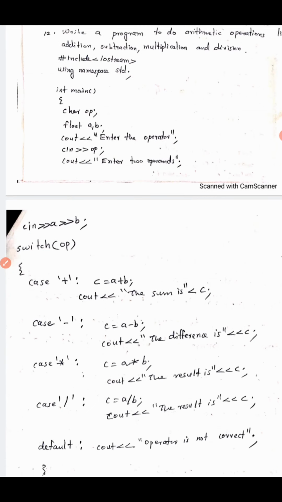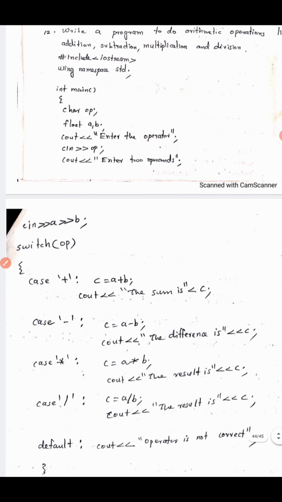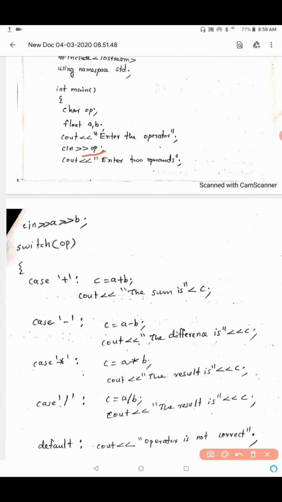So this operator value is also entered as input, then switch OP. For example, if I have entered minus, so cin OP, in OP I have entered the subtraction symbol, then it will be switched. It passes to the switch OP. If it is minus, first it will check with the first case, plus. It is not plus. If it is plus, this will be C equal to A plus B.